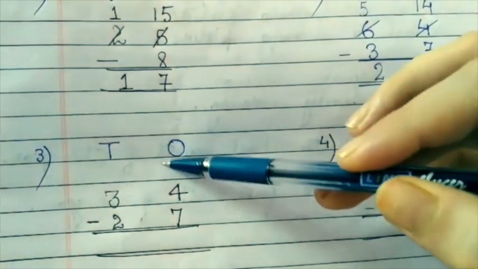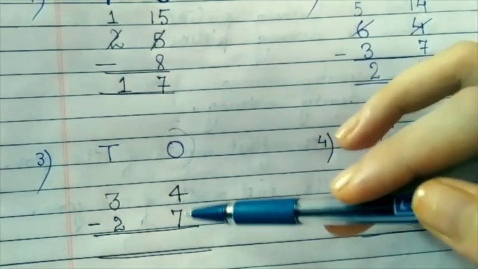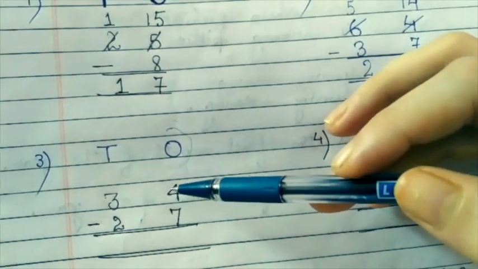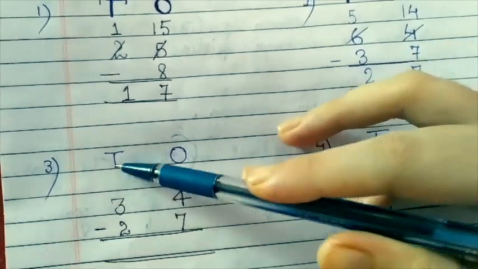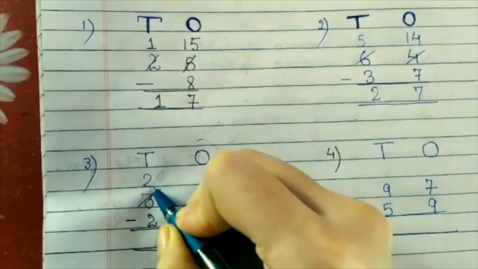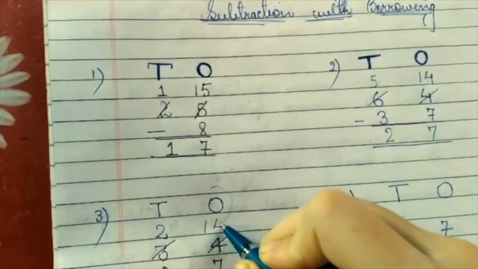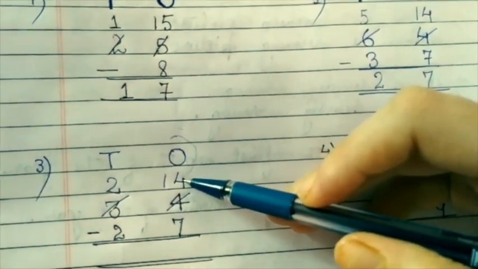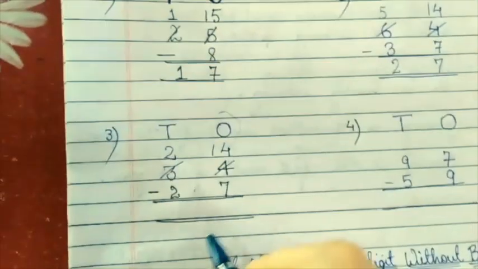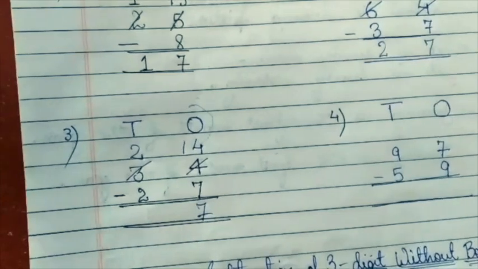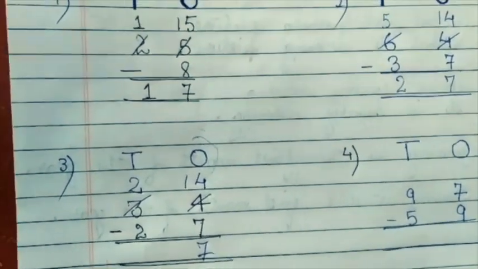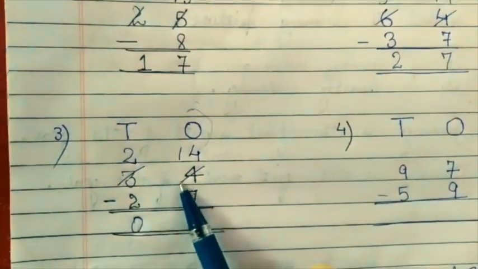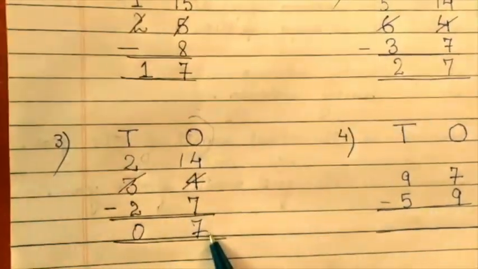First, we will solve the ones column. 4 minus 7. We cannot subtract 7 from 4. So we will borrow 1 tens from 3 tens. So 3 becomes 2 and 4 becomes 14. Now we can subtract 7 from 14 ones. 14 ones minus 7 ones is equal to 7. And 2 tens minus 2 tens is equal to 0. So the difference between 34 and 27 is equal to 7.